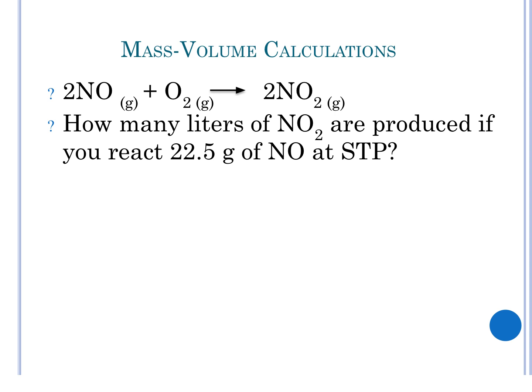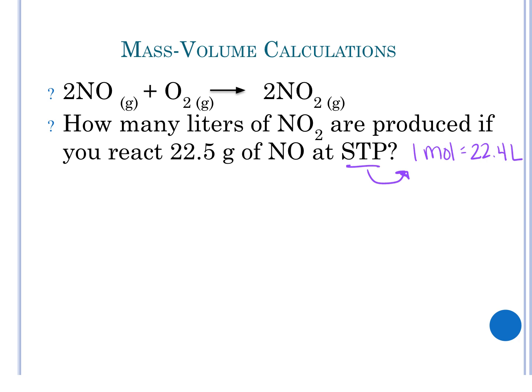All right, so then we're going to figure out how many liters of NO2 are produced if you react 22.5 grams of NO at STP. This STP is only here to tell you that you can use this 1 mole equals 22.4 liters. That's the only reason for putting STP there, is just telling you that you can use that conversion.